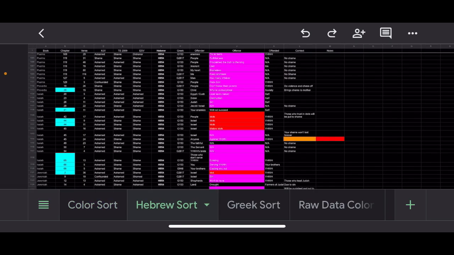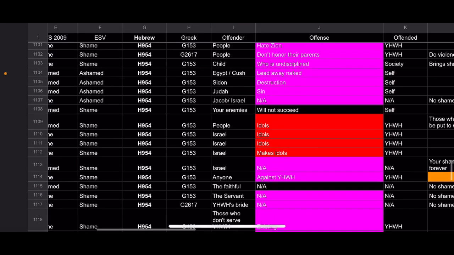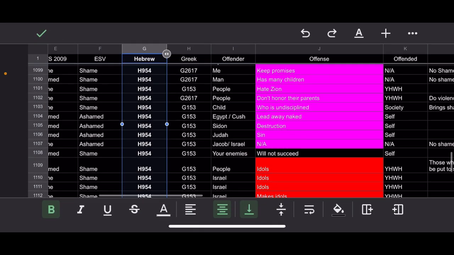Jumping over to the Hebrew sort, just to explain this one a little bit better. Most of it has to do with column G.